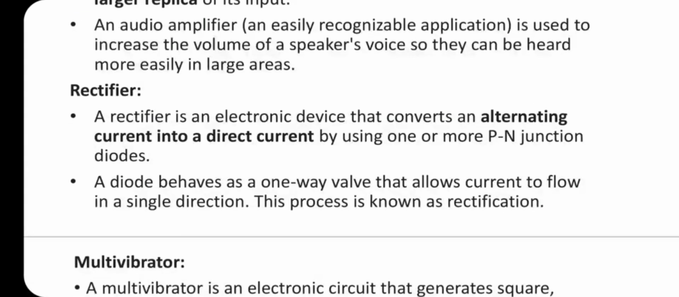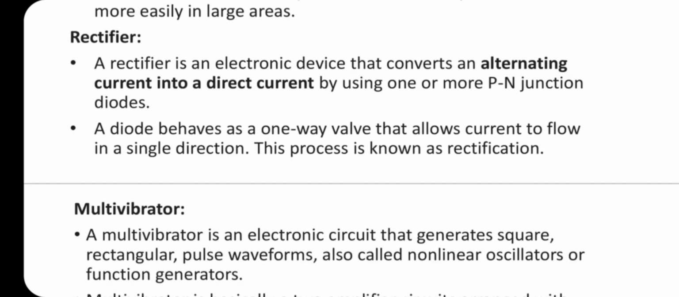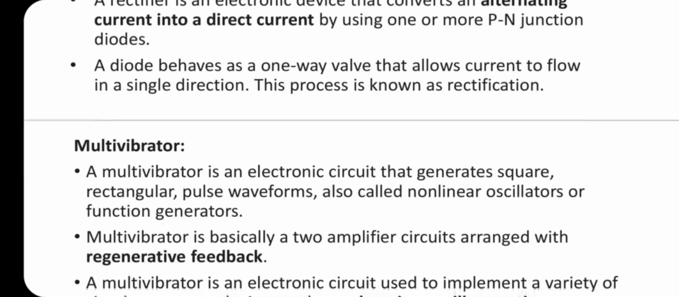A rectifier is an electronic device that converts an alternating current into a direct current by using one or more PN junction diodes. A diode behaves as a one-way valve that allows current to flow in a single direction. This process is known as rectification.